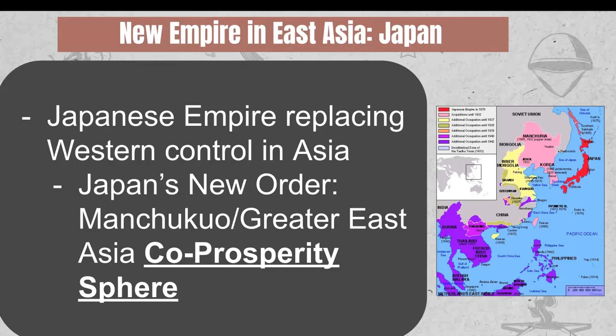A major consequence of World War I is going to be the rise of a new empire, being Japan. Japan is going to replace Western control in Asia. So they will now be the ones controlling Asia and not really Western European countries. With that, Japan is going to take over many different areas within Asia, creating Japan's New Order, which is also known as the Greater East Asia Co-Prosperity Sphere.